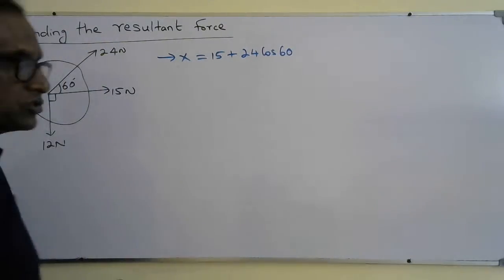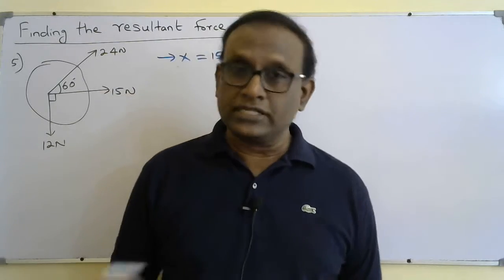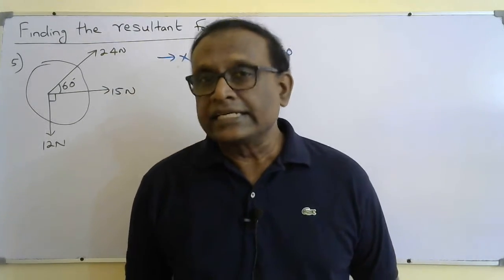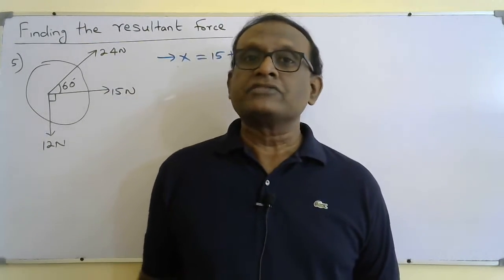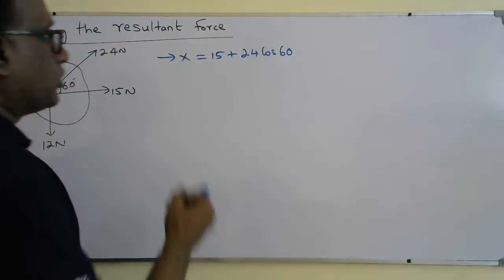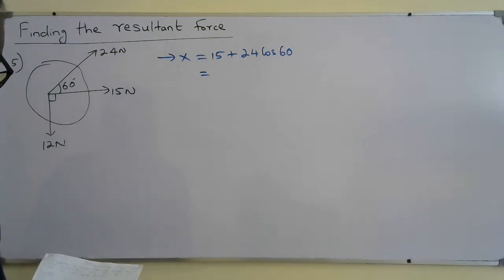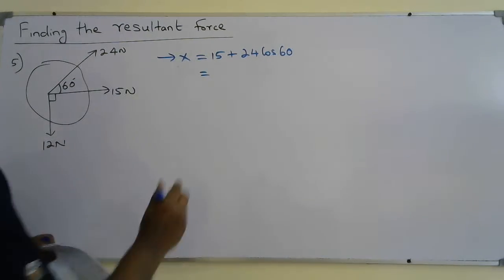This is a vertical force. I told you, if you have a vertical force, it won't have any horizontal component, or a force cannot be resolved through 90 degree. A vertical vector has no horizontal component. So that's all for the total horizontal force. So 15 plus 24 cos 60, that will be 27 Newton.